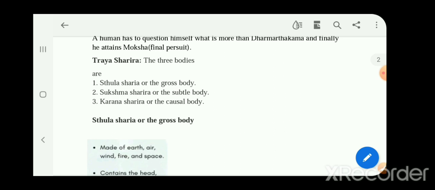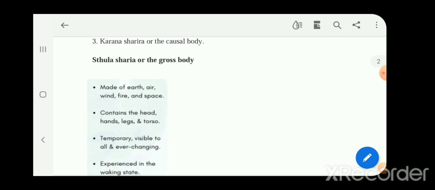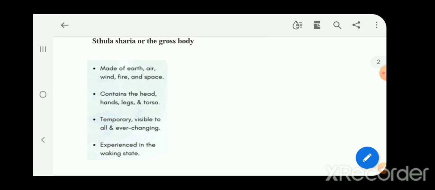First we'll take stula sharira, which is the gross body. It is made of earth, water, air, fire and space. All this comes under the gross body, which is stula sharira. It is temporarily visible and ever changing, and we can experience it in a waking state. This is called stula sharira.